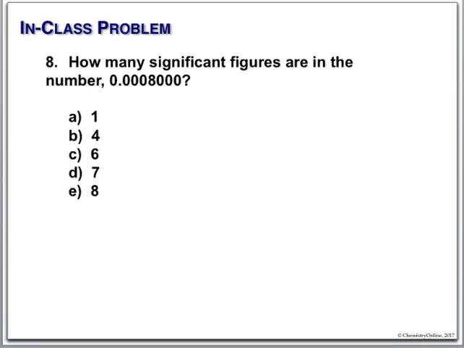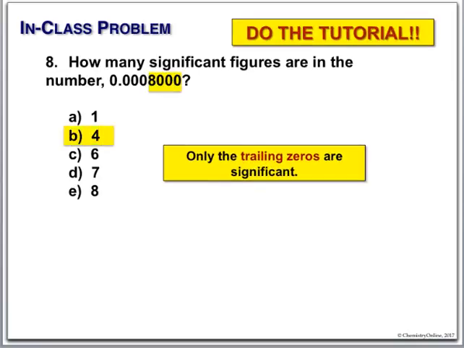So for this number, we have an 8, and 3 trailing zeros. As I count, this is 1, 2, 3, 4. Trailing zeros count if you have a decimal point. They don't count if you don't have a decimal point. So make sure you understand that distinction. Once again, do the tutorial.